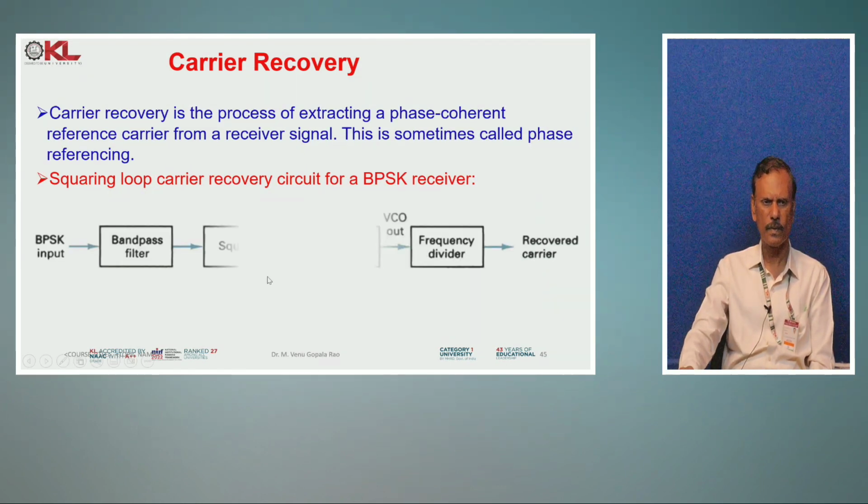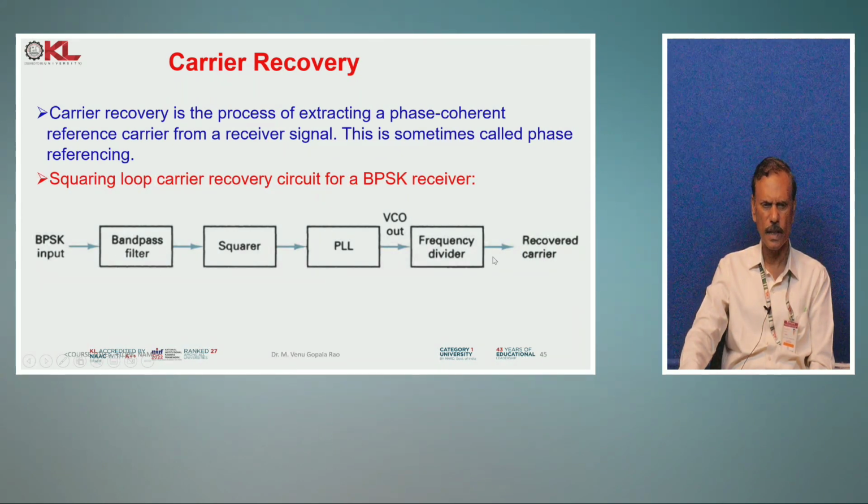The block diagram of the squaring loop carrier recovery is like this. There are four blocks in this recovery. The first one is the band pass filter, the second is the squarer, the third one is the PLL, which we refer to as the phase lock loop, and then a frequency divider network. The input BPSK signal passes through a band pass filter to avoid the unwanted signal, so it only passes the band of frequencies of the BPSK signal.